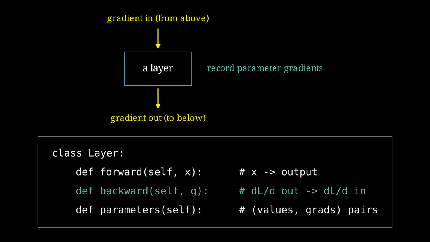Every layer in the library answers to one small contract: a forward, a backward, and a list of its parameters. The next scenes are not random bits of code. They are just different layers answering this same contract.